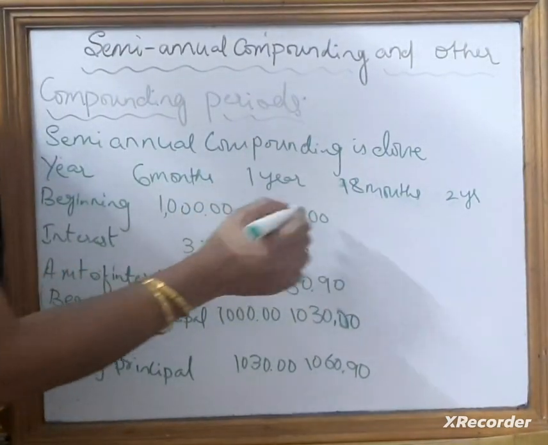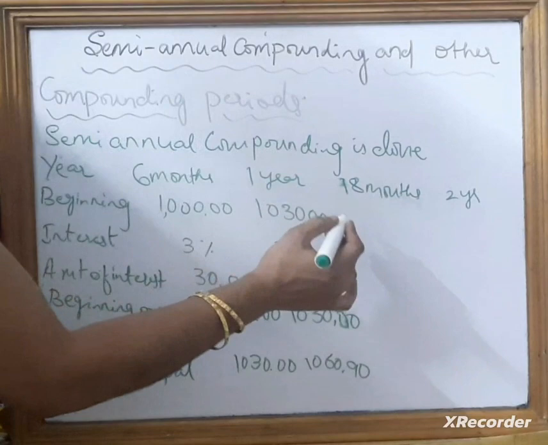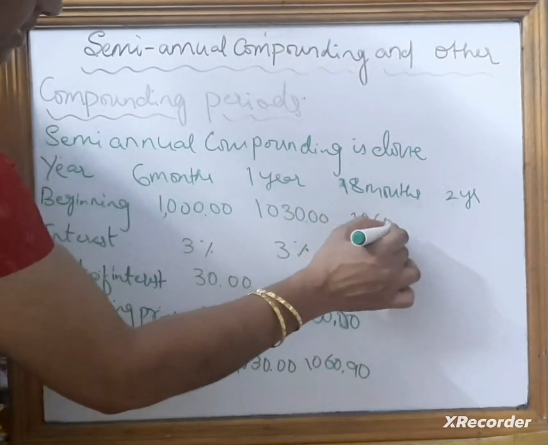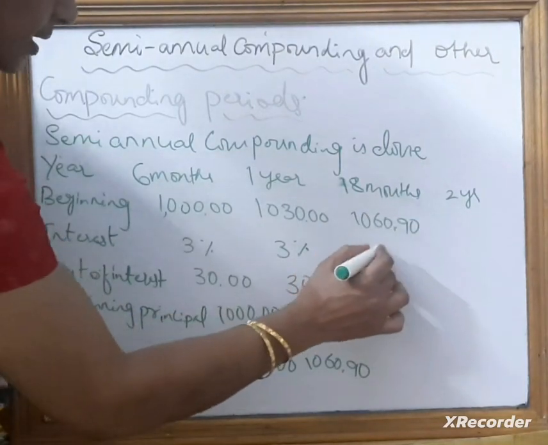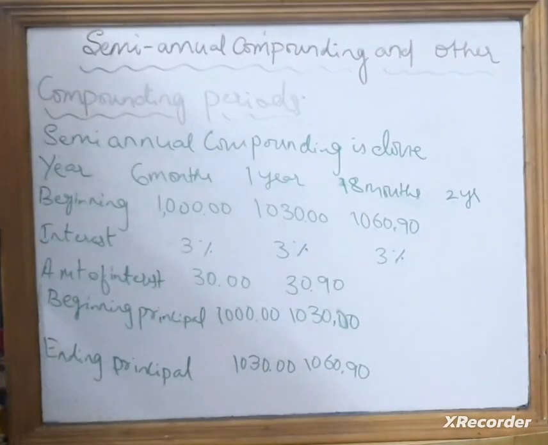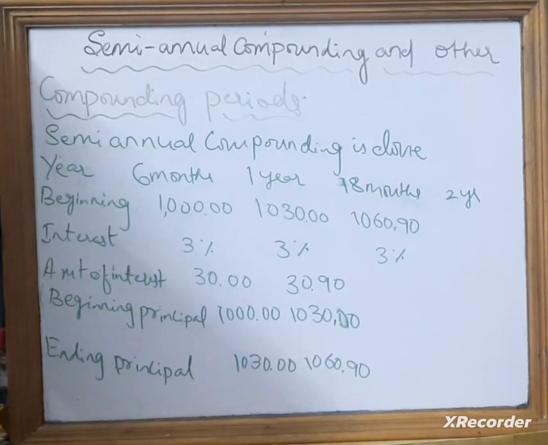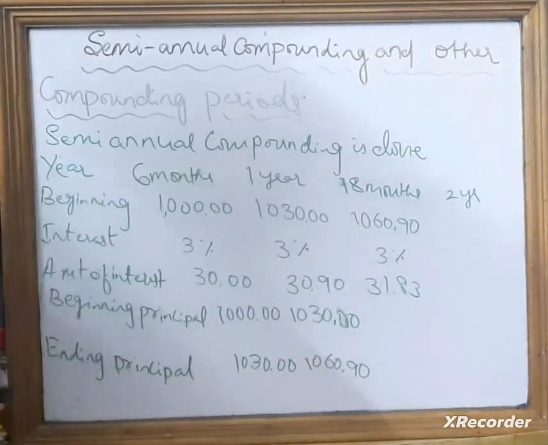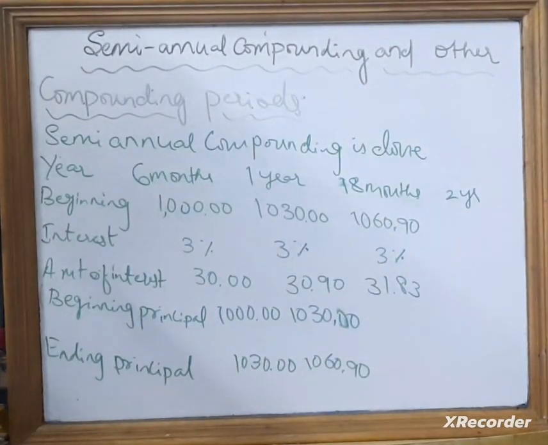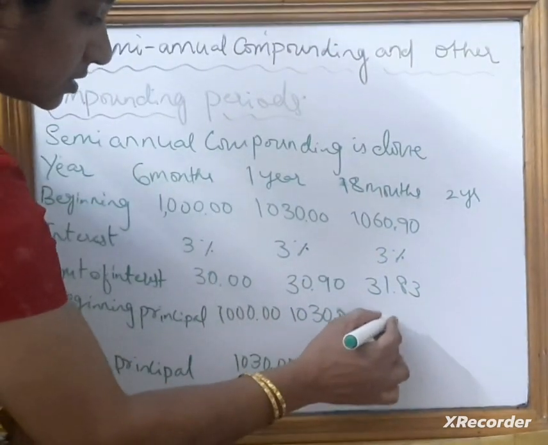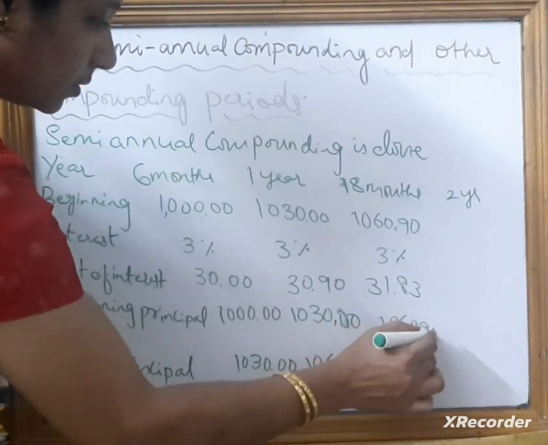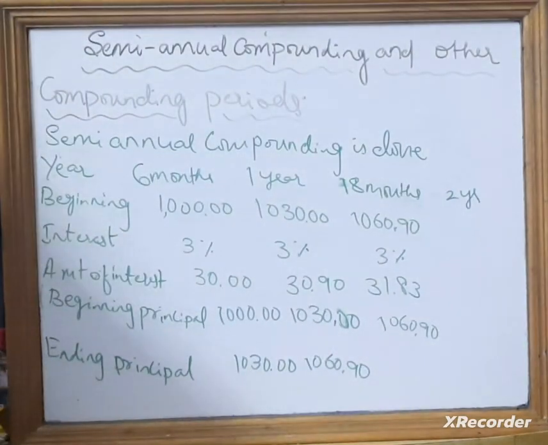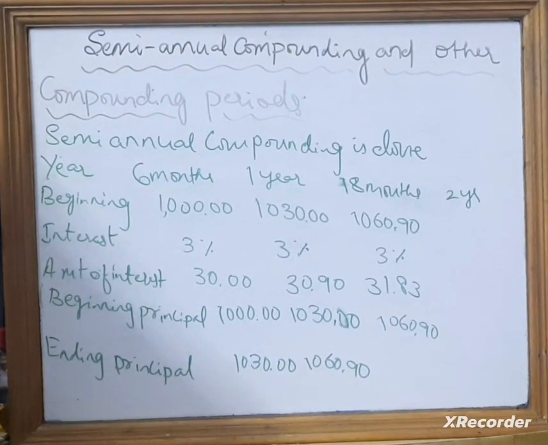Next, in the beginning of the second year, the beginning amount will be 1060.90. Interest is 3%. Interest on 1060.90 is 31.83. And the beginning principal amount was 1060.90. And the ending principal, if you add this, you will get 1092.73.